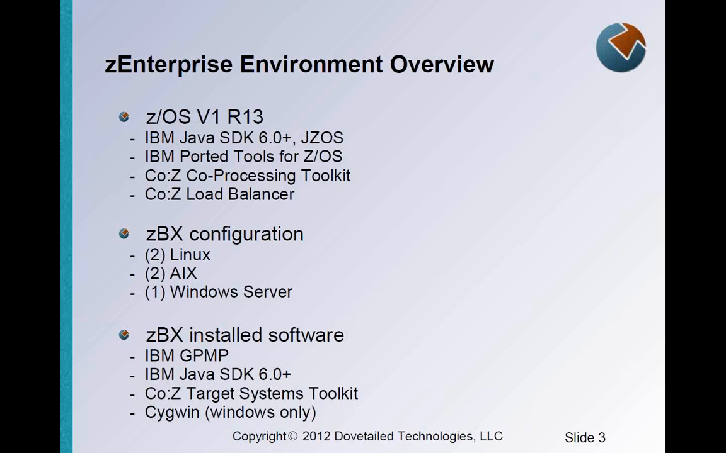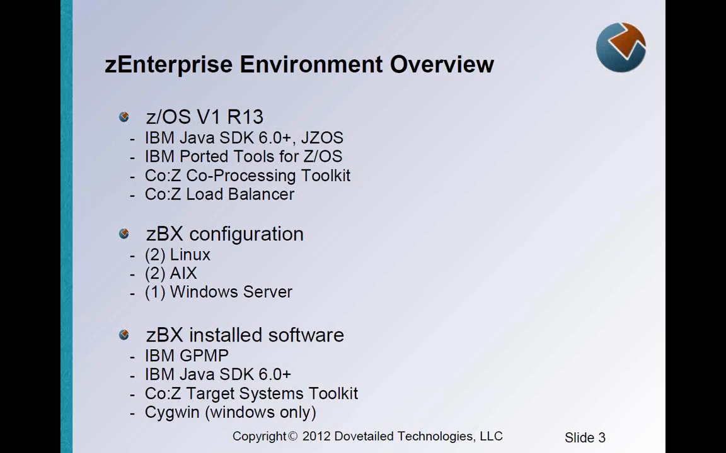On the zBX array we have the following configuration: 2 Linux blades, 2 AIX blades, and 1 Windows Server blade. And we'll show you how those all interact a little bit later on. And finally, on each of the virtual servers installed on the blades, we have the following software. IBM's GPMP, which is required for reporting load statistics through the SASB interface, which we'll talk about in a little bit. We have also installed on each of these virtual servers a Java SDK, which will support some of the work that we're going to run on these virtual servers.